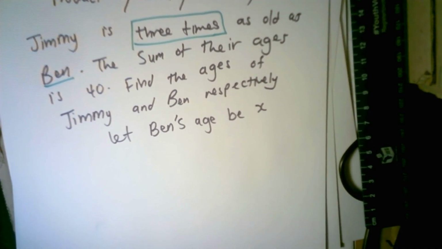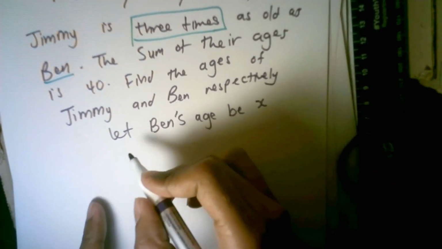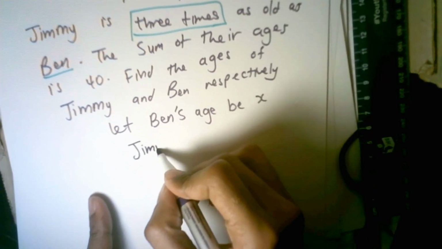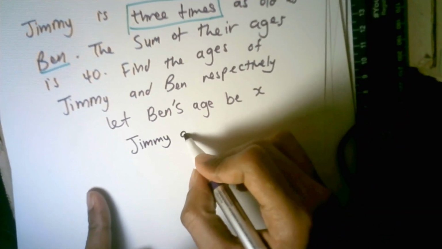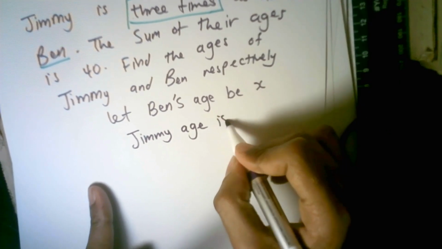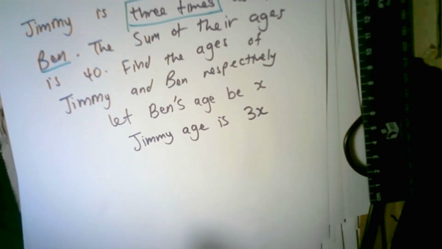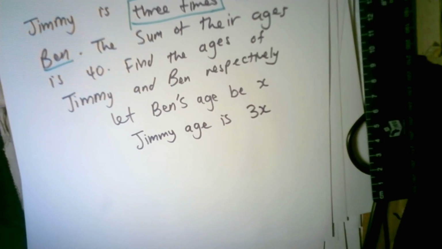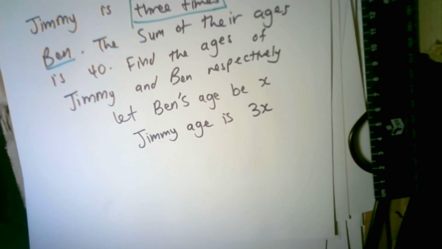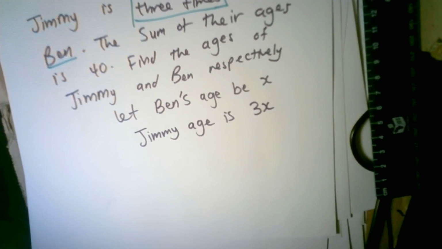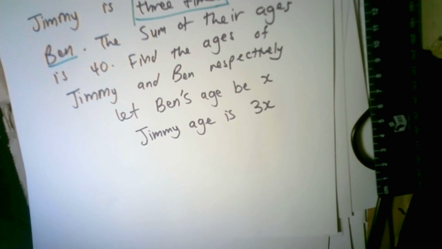So if Ben's age is x, what is Jimmy's age? Jimmy's age is 3x because it's x times 3, which is 3x. 3x means 3 times x. Please do not write x plus 3. That's incorrect. It's 3x, 3 times x.